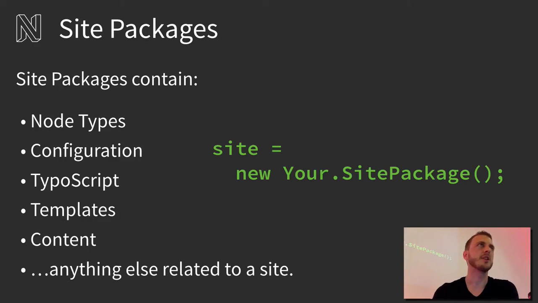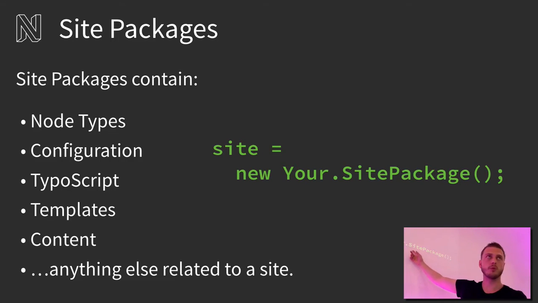Site packages are basically the templates for your actual running sites, and site packages contain everything that is related to a site in Neos. They contain your node types, which we'll get to later. These are basically the types of content you can have in a Neos site. They contain all the configuration. They contain the TypoScript, with which you can configure rendering logic. And of course the templates, how your site looks. They can also contain the content when you export it. And basically anything that is related to one site is in the site package.